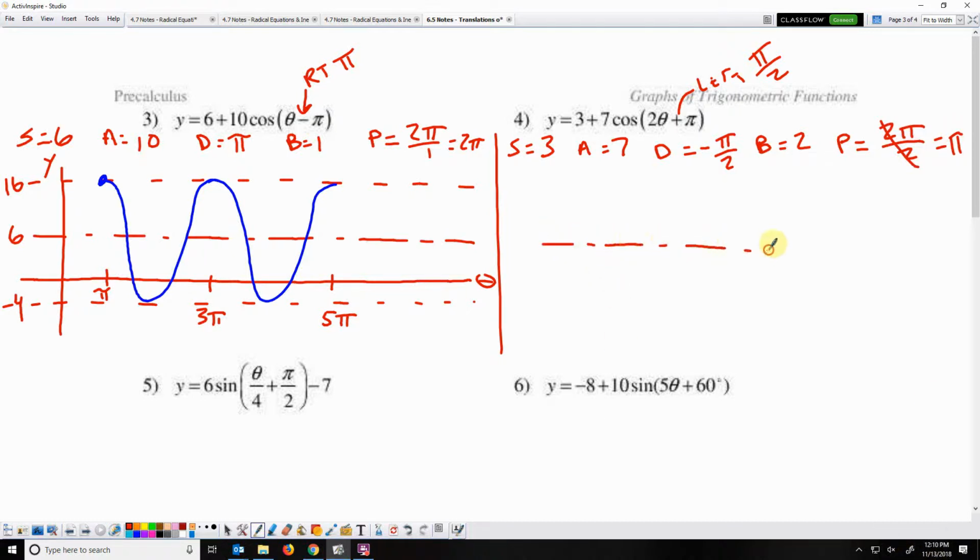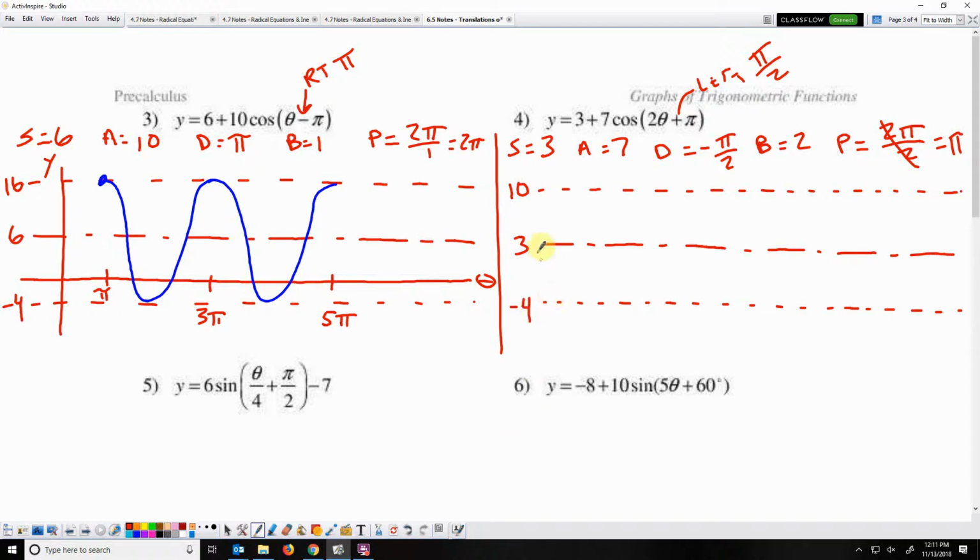So here's our center line, our sinusoidal axis. That is 3. Here's a maximum and a minimum. Our amplitude is 7. 3 plus 7 is 10. 3 minus 7 is -4. That puts 0 in between these, a little closer to 3 than it is to -4.